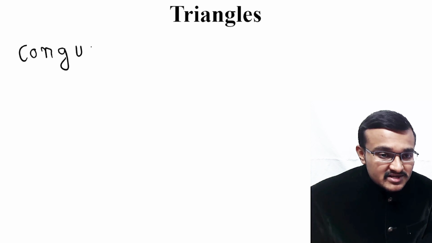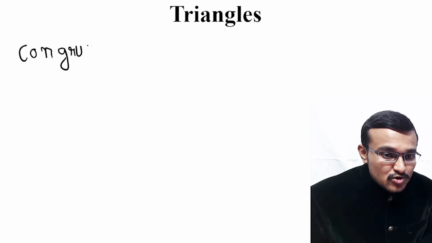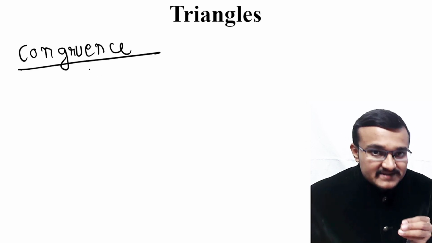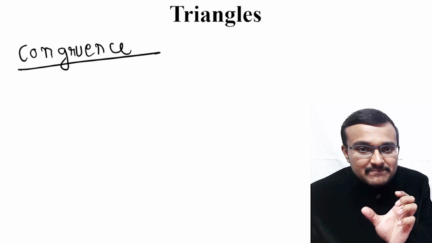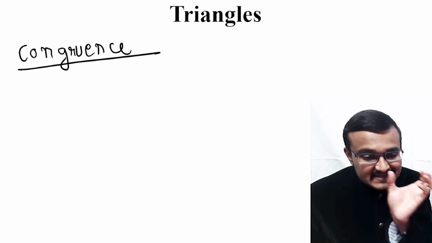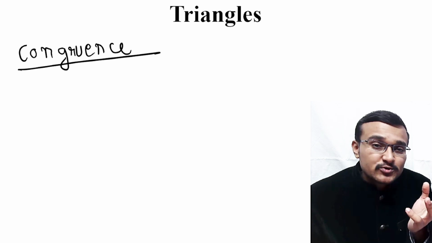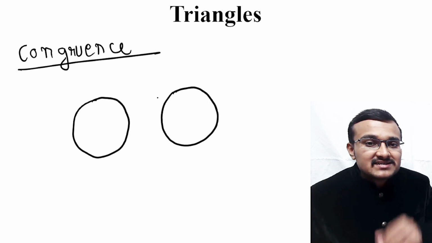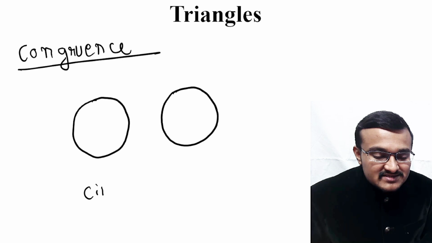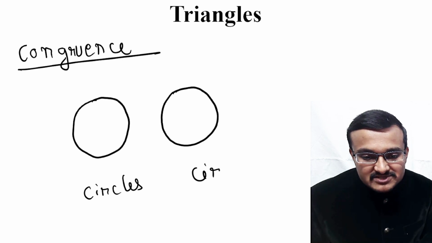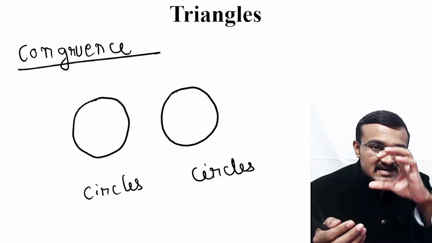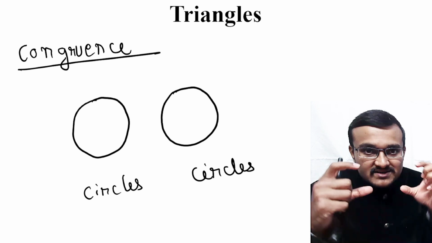Now we will look into one particular concept, which is known as congruence. What do you mean by congruence? Whatever figures you are taking, if they are exactly overlapping each other in size and shape, then those two figures are known as congruent figures. Now if you take two bangles of the same size, basically you are considering two circles of the same size, because the bangles you wear are in the shape of a circle.